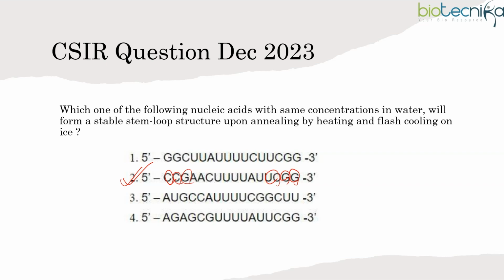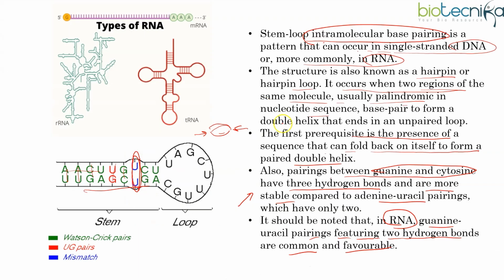In the third sequence, first base A and the last base U will pair up. But then the second base, U and U, will not pair up. Then G and C will pair up, and again C and G will pair up. But you can see more chances are there that in the second sequence more bases will pair up. In this sequence, only a few bases will pair up. So that is why the best possible answer is 2.